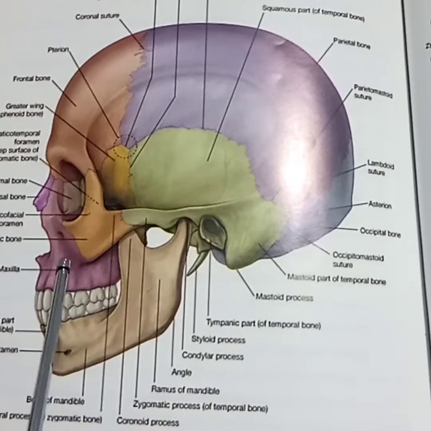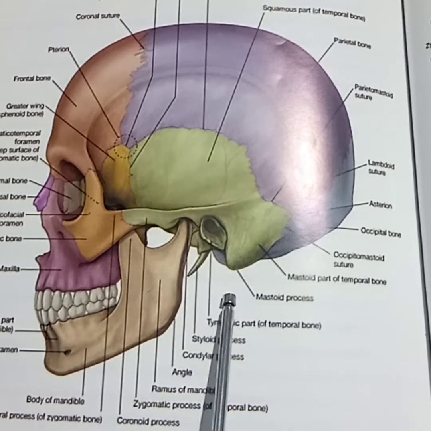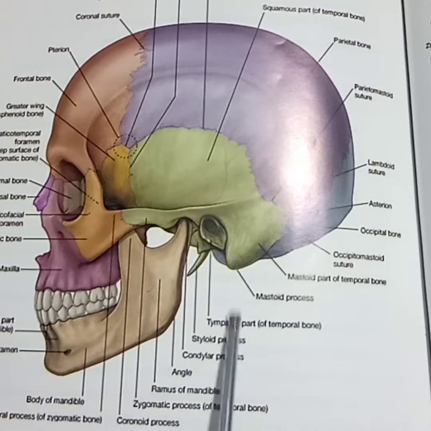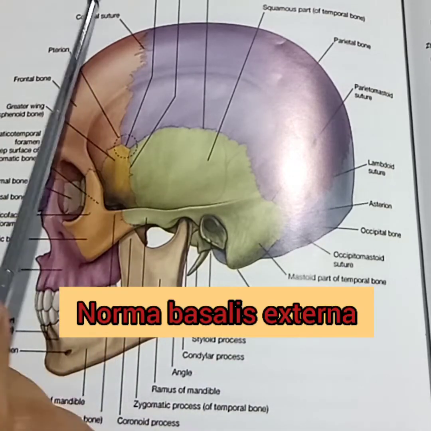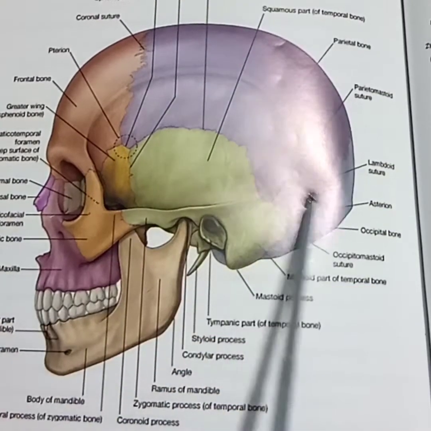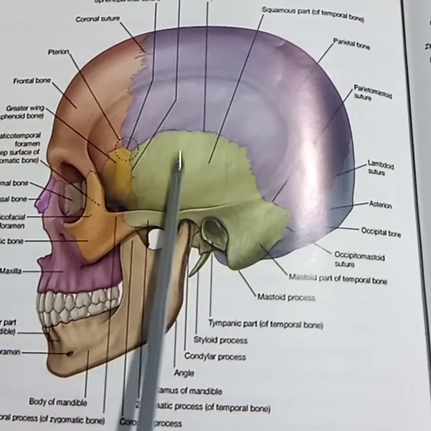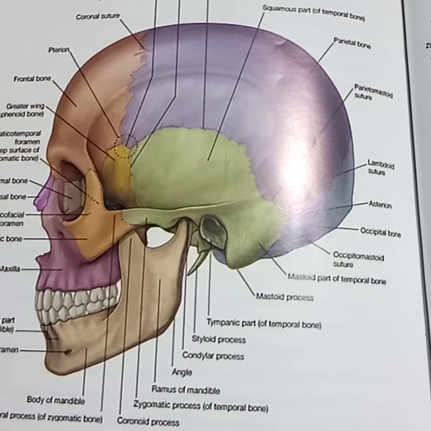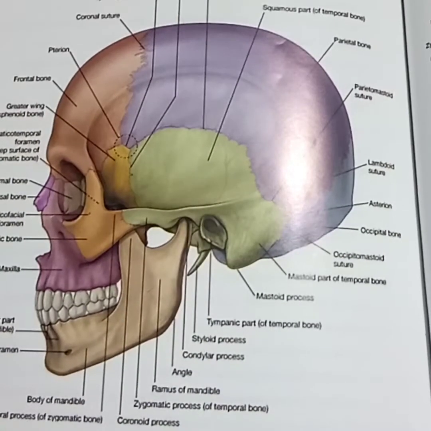This is the base of the skull. You can take two views for the base of the skull. You can take a view for its external surface or its inferior surface. This view will be named Norma basalis externa. And you can remove this part of the skull, which is named the skull cap, to see the base of the skull from inside the skull. You will see the superior surface of the base of the skull from inside. And this view will be named Norma basalis interna.